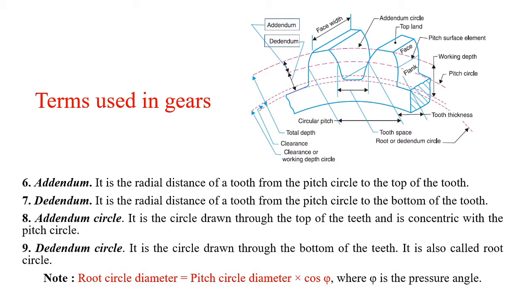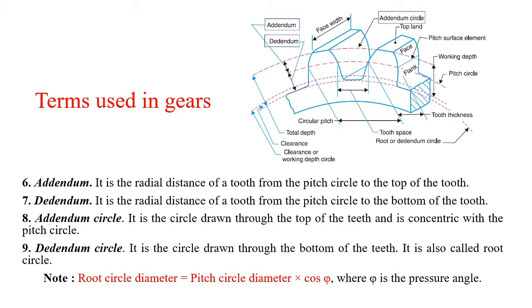Next, addendum circle and dedendum circle. Addendum circle is the circle drawn through the top of the teeth, and it is concentric with the pitch circle. This addendum circle is drawn from the top of the tooth and it is concentric with the pitch circle. The center of the pitch circle and addendum circle is the same.